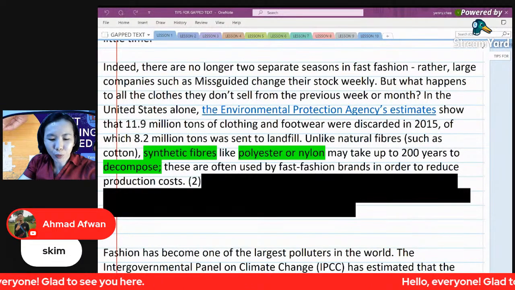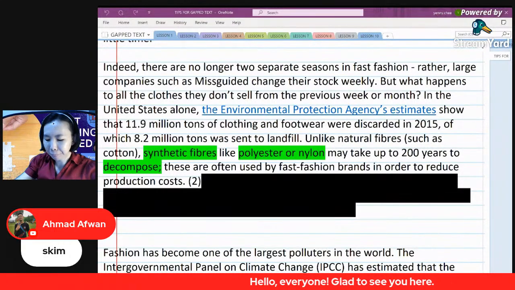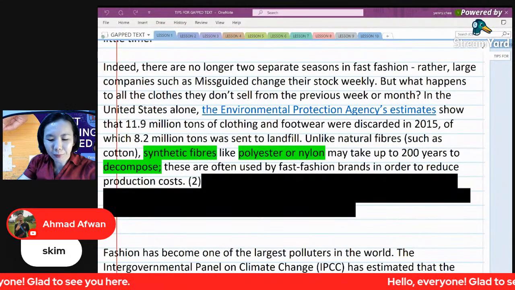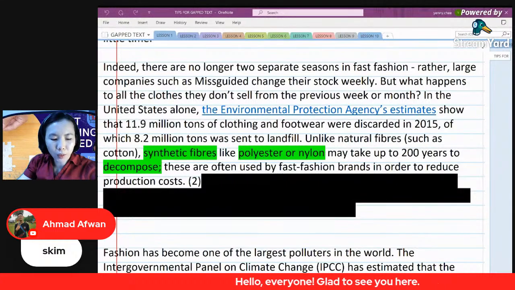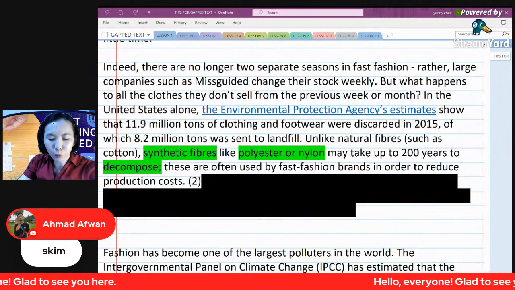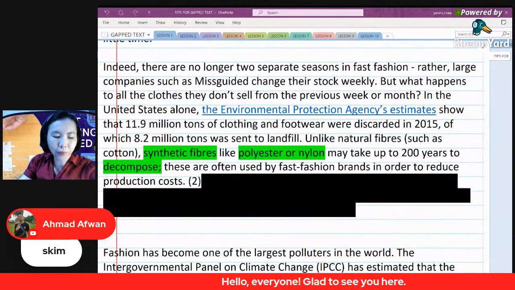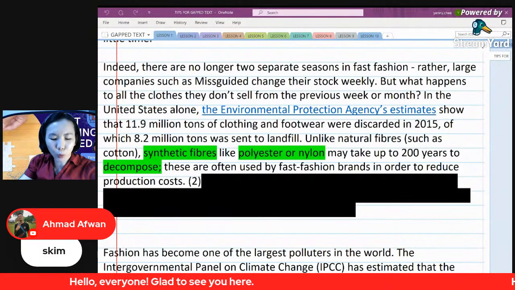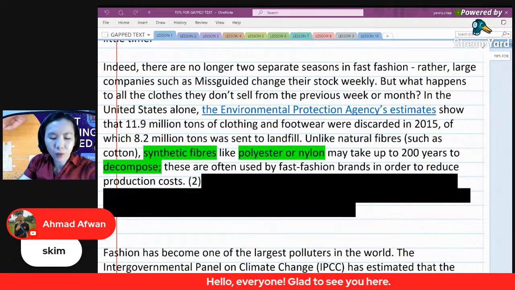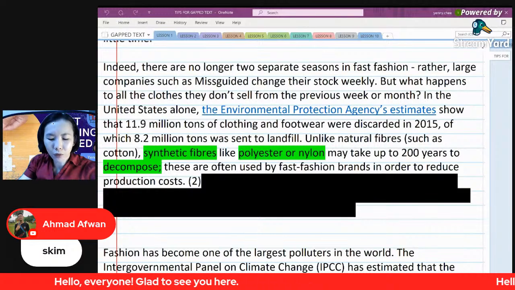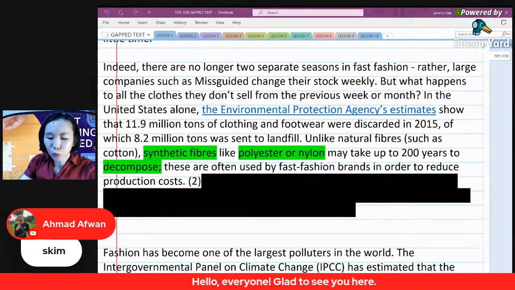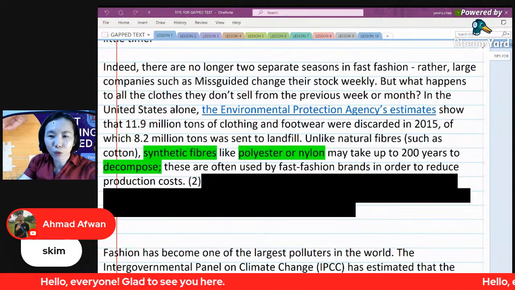Indeed, there are no longer two separate seasons in fast fashion. Rather, large companies such as Missguided change their stock weekly. But what happens to all the clothes they don't sell for the previous week or month? In the US alone, the Environmental Protection Agency's estimates show that 11.9 million tons of clothing and footwear were discarded in 2015, of which 8.2 million tons was sent to landfill. Unlike natural fibers such as cotton, synthetic fibers like polyester or nylon may take up to 200 years to decompose. Wow, it's not only plastic.